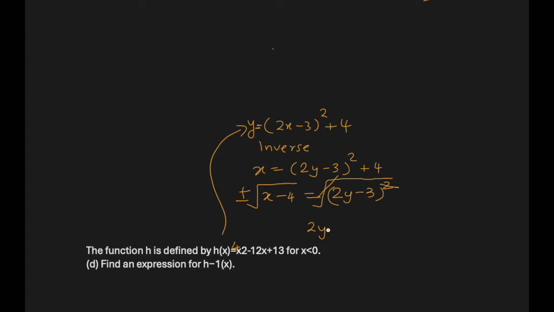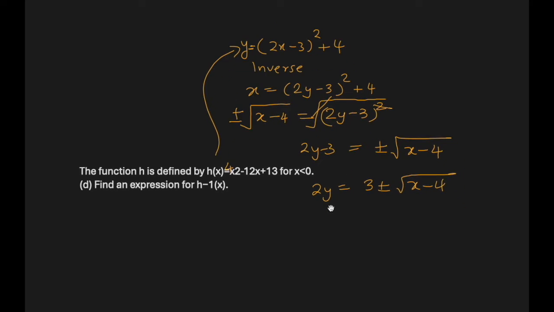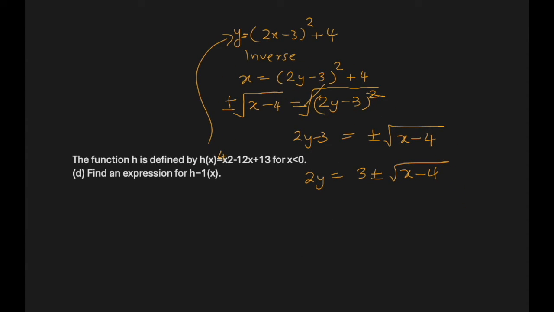The square and square root cancel out. So what do we get? 2y minus 3 equals plus or minus the square root of x minus 4. So 2y is equal to 3 plus or minus the square root of x minus 4. Minus 3 came here, and it will be y. We'll divide both sides, y equals 3 plus or minus the square root of x minus 4, over 2. Now it's an inverse.